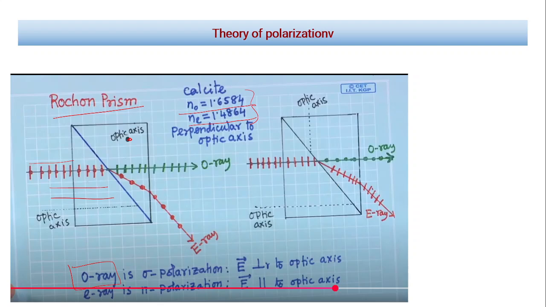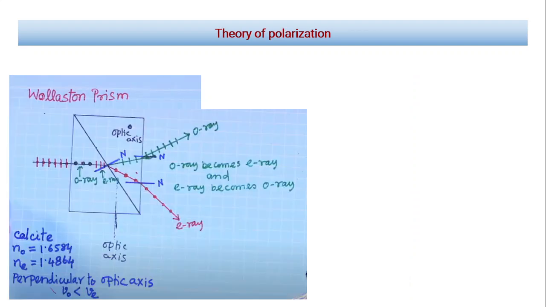Another kind of prism arrangement is called the Wollaston prism. In this, we have one part of the prism where the optics axis is perpendicular to the direction of light. This is the direction of unpolarized light. The optics axis is perpendicular to it, and in the other part, the optics axis is perpendicularly out of the screen.